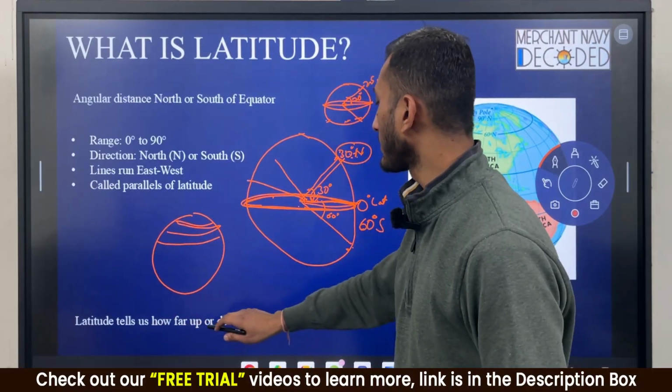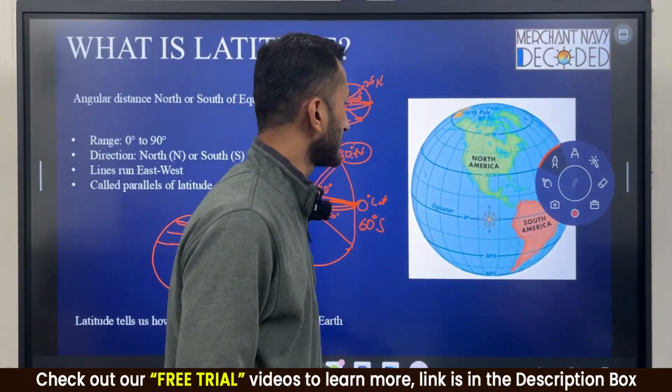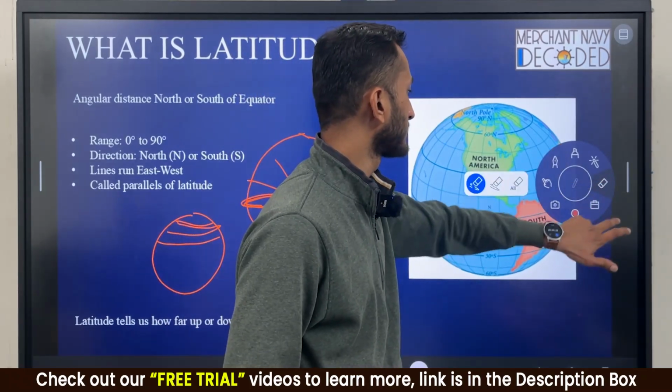Latitude tells how far up or down a position is on the earth. So I've told you in depth what a latitude is. It is the angle at the center of the earth.